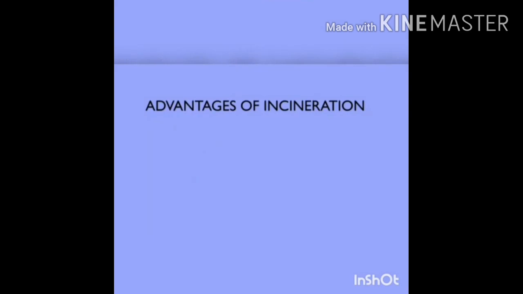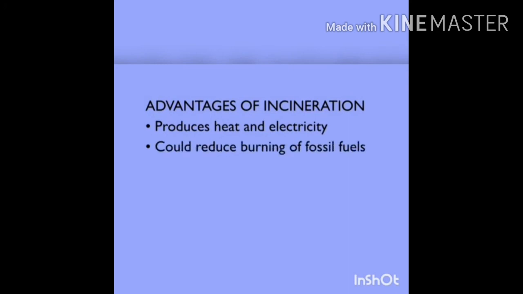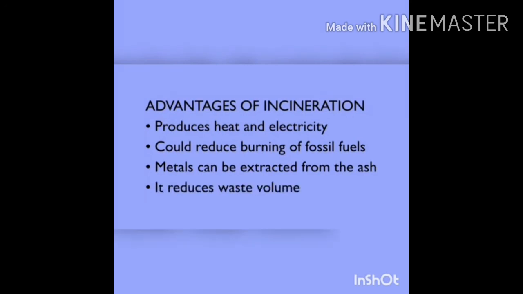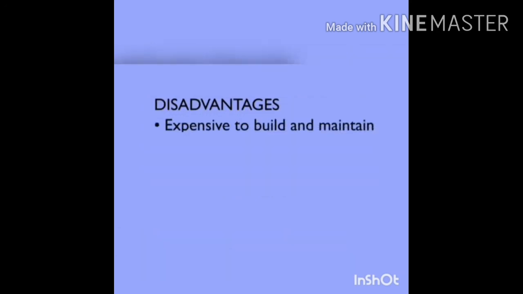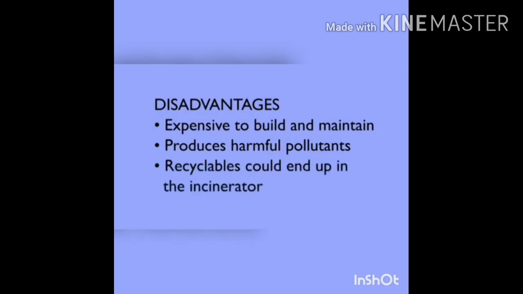So, in summary, incineration of waste presents numerous advantages. 1. The energy is used to heat or to produce electricity for homes and industry. 2. This method reduces the need for fossil fuel consumption. 3. The ash produced can be recycled for metals used in the steel industry. And finally, 4. This method reduces the volume of waste produced. There are also disadvantages. 1. Incinerators are expensive to build and maintain. 2. Pollutants in the ash and emissions from incinerators are harmful to health and ecosystems. And finally, 3. Waste that could be recycled will instead be incinerated if not properly sorted.